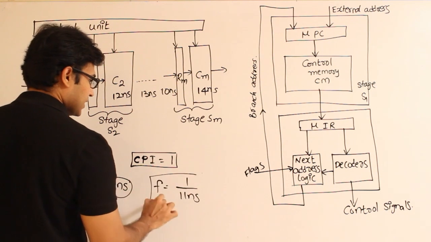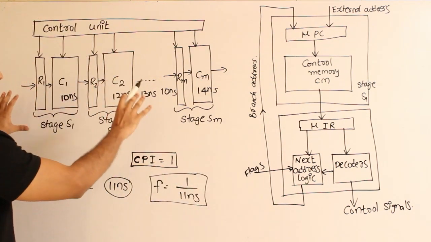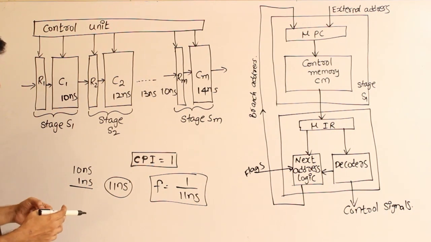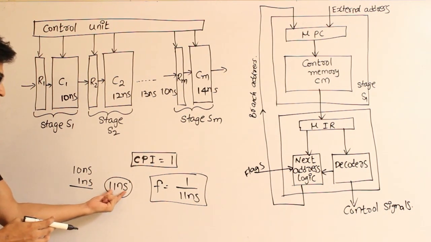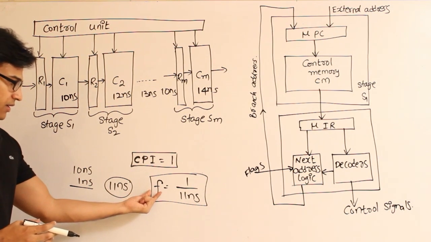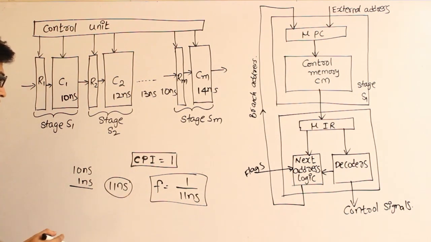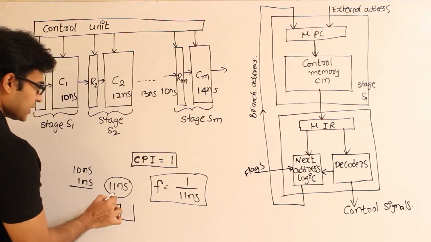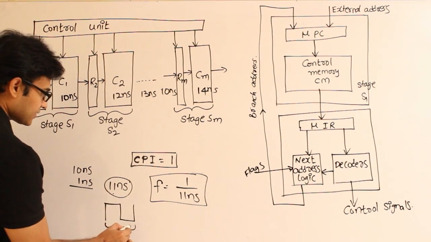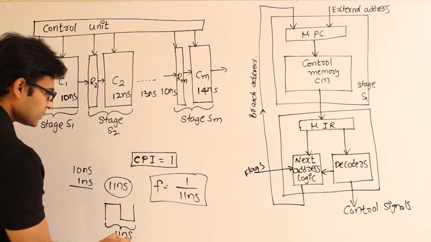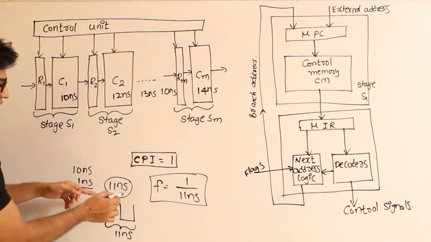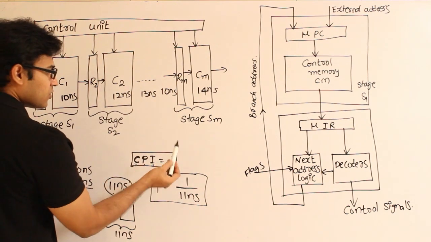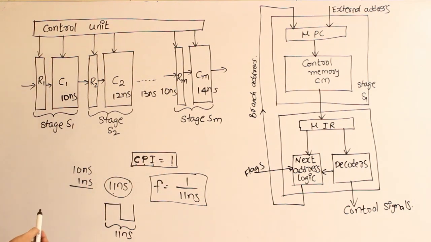Are you understanding this? In case all the stages have the same uniform delay, then I can find out that uniform delay and set the clock in such a way that every clock cycle takes 11 nanoseconds. So why am I doing this? So that every 11 nanoseconds one instruction will come out, then the clocks per instruction is going to be 1, isn't it? It is going to be true.